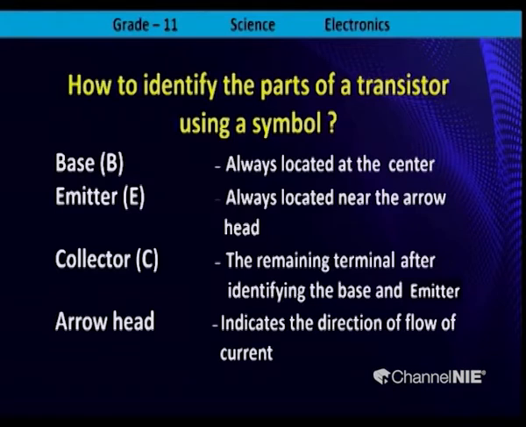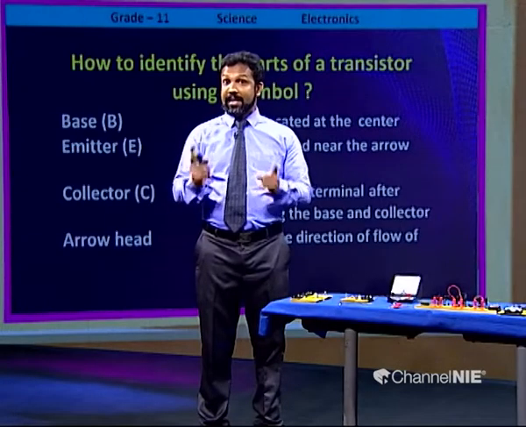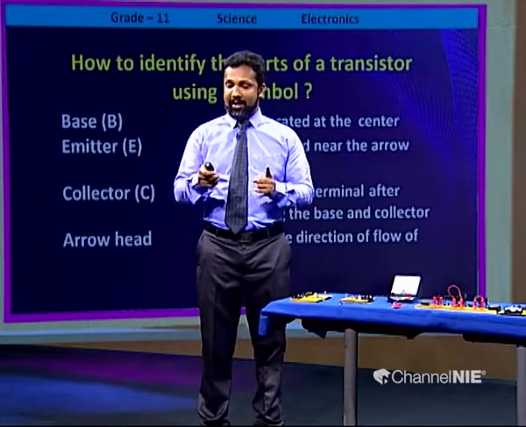What is the use of the arrowhead? What can we identify by using the arrowhead in a transistor? My dear children, keep in mind, the arrowhead indicates the direction of flow of current. The direction of flow of current is indicated by the arrowhead.